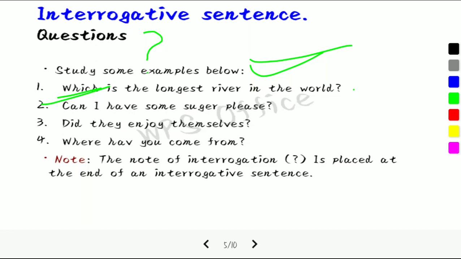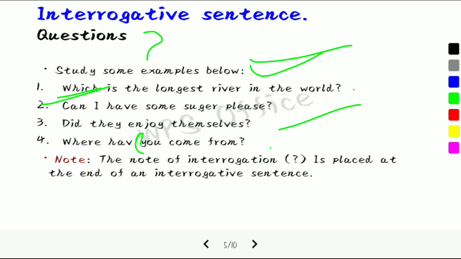We will study these things elaborately. What are WH questions? How can we make questions? That will be a different topic, a different chapter. Today we are just giving the introduction to these sentences and types of sentences. Which is the longest river in the world? It is a question asking us for an answer. Can we have some sugar, please? Did they enjoy themselves? Where have you come from? These are the sentences which ask us some questions.